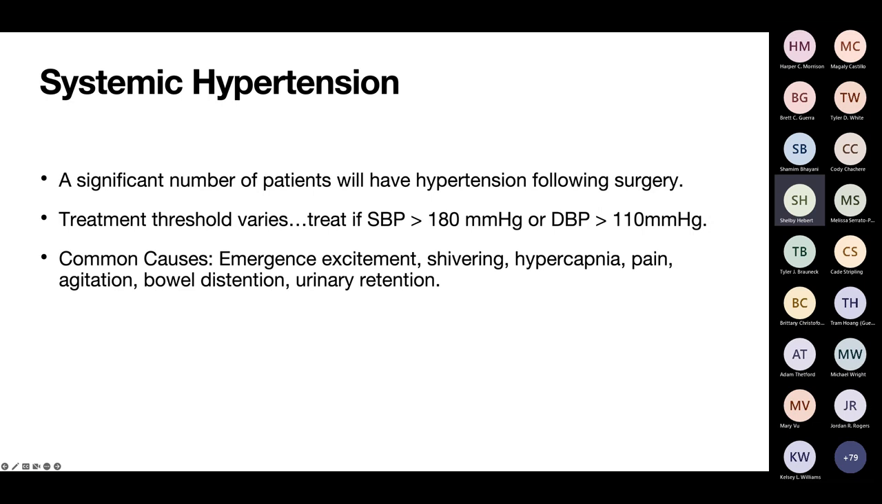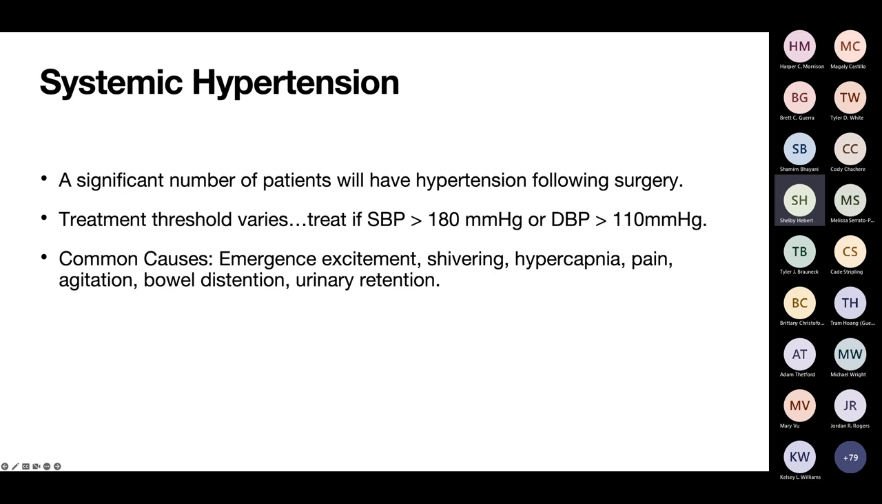Sometimes it's just an erroneous value. We've all seen that patient that you were trying to check their blood pressure and they were waving their arm around and you may not get a good value. They may be shivering, so you don't get an accurate measurement there. On the other hand, this could be a symptom of something else. They may be hypercapnic. So as their CO2 goes up, you see that their blood pressure goes up. They may be in pain.